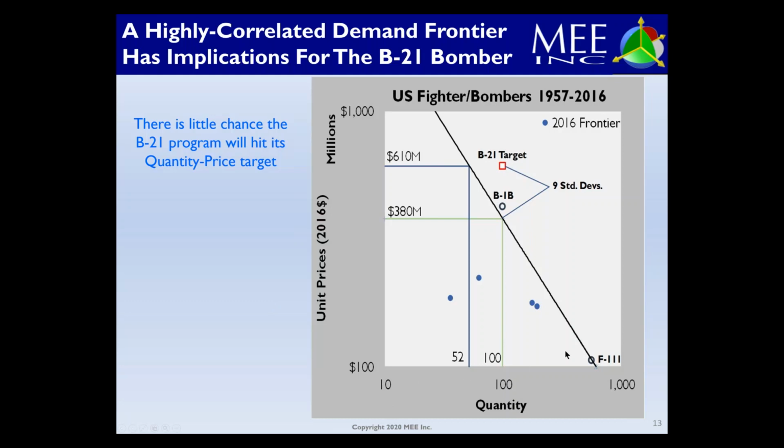If you plot, this is basically a zoomed in portion of the chart you just saw. So here again is the quantity, here are the prices. Here is the demand frontier. And the B-21 wants to have 100 units at this 2016 price. And the chance, it turns out that that is 9, because this is highly correlated.